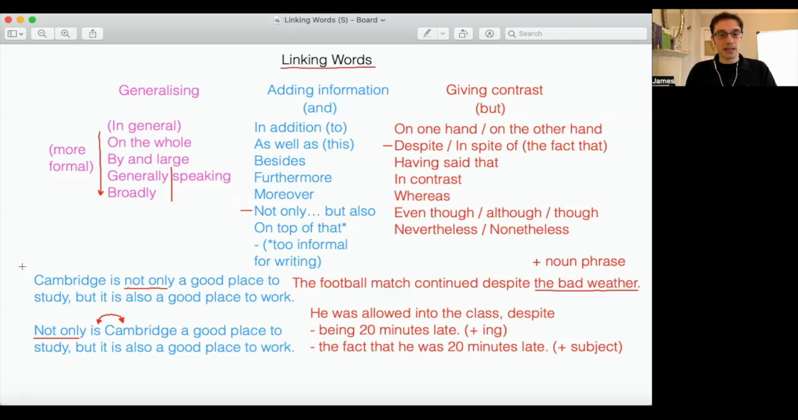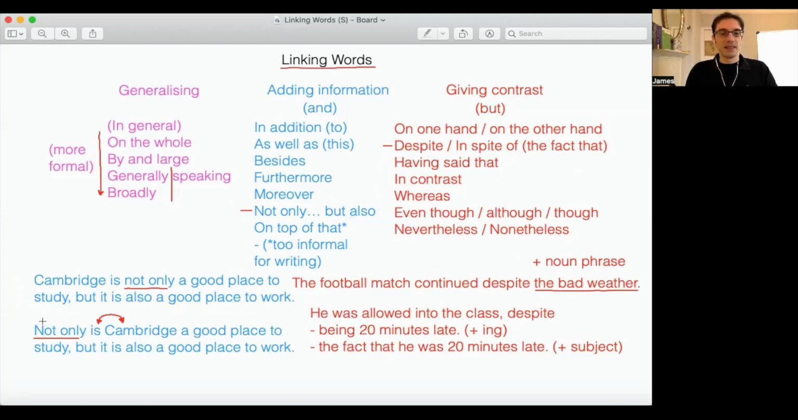Now, not only is an adverbial, but there are a couple of ways of using it. Now, you could say the easiest way is by putting it after the subject and verb. So Cambridge is not only a good place to study, but it is also a good place to work. So I've got the comma, and then you put in the second part, but also.